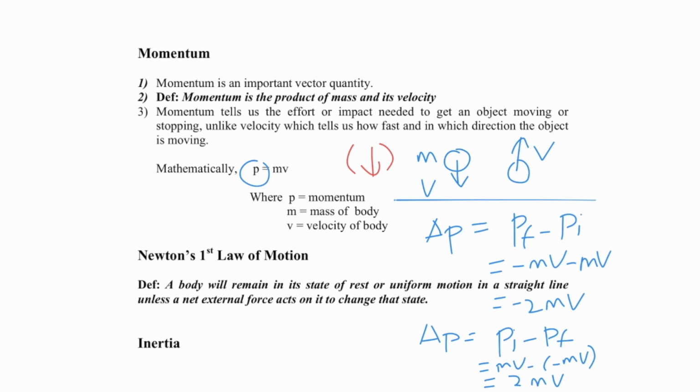So if the ball initially was moving down, and after colliding with the floor it moves up, is the floor exerting a force on the ball up or down? Up, because during the collision it must be pushing the ball up, that's why it moves up. If the force is upwards, the change in momentum must also be upwards. So we say the change in momentum is 2mv upwards. Do you understand?